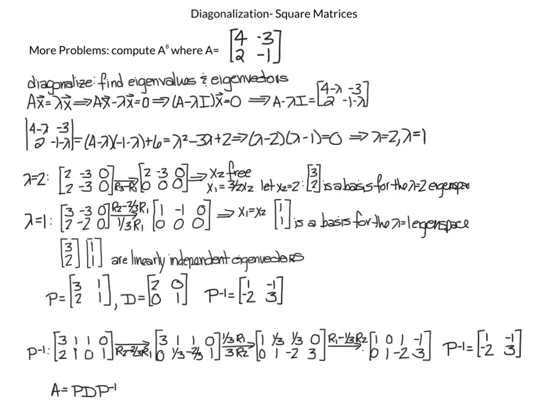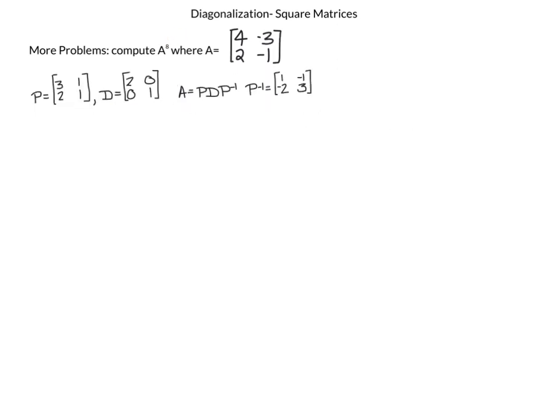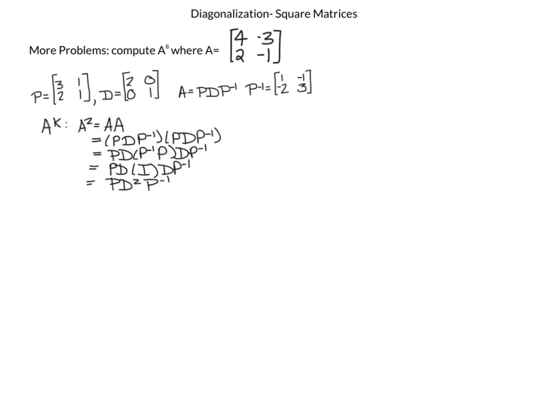And at this point, you might think this is more work than multiplying A times A 8 times, but let's just assume maybe this exponent could be even larger, like 124. I kept our P and our D and our P inverse matrices up here. And now we're ready to work on A raised to the K.